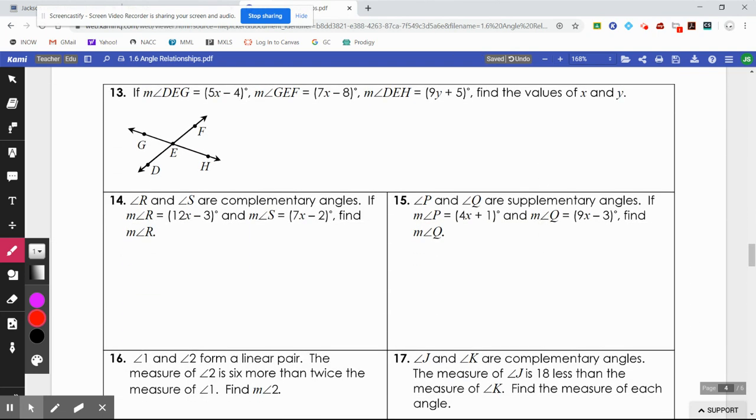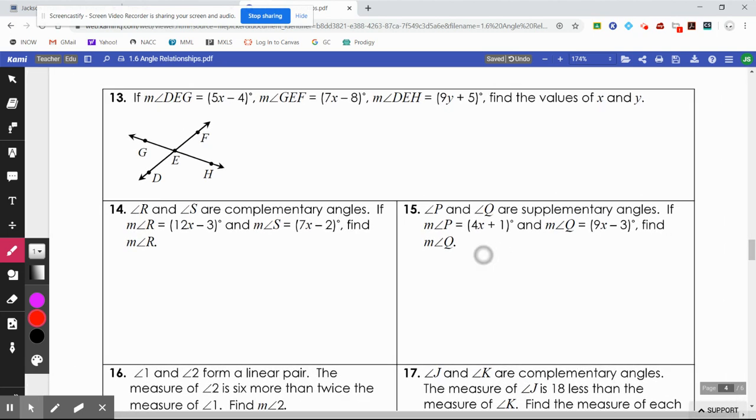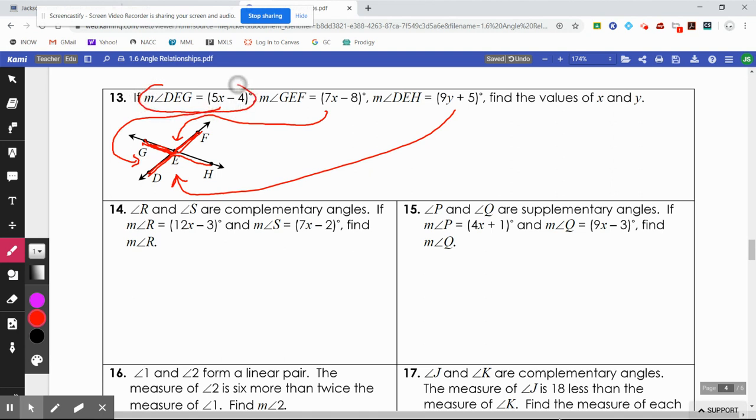Number 13. DEG, D to E to G is this angle over here. GEF, G to E to F is this angle up here. DEH, which is this one down here, is 9y plus 5. Now you've got to be careful with this one because you've got x's and y's mixed. I really don't want to mix x's and y's in an equation. So these two both contain the x's, so those are the ones I'm going to use first.